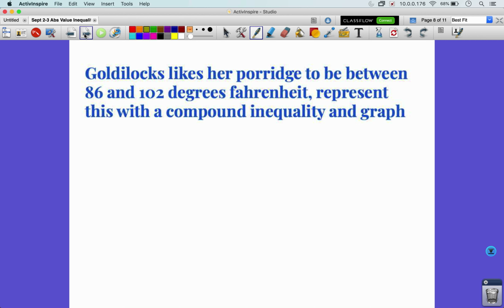All right, any colder, then it's too cold. Any warmer, it's too warm. Right in between, it's just right. And we'll say inclusively, so if it's exactly 86, she's still okay with it. All right, how do we represent this with a compound inequality in a graph? So I'll start with the graph. Here is our number line, which represents temperature.